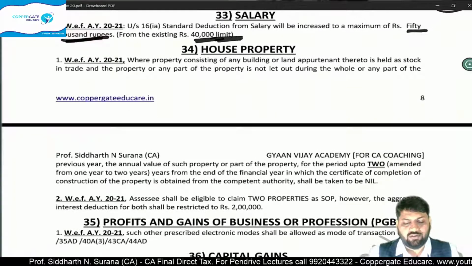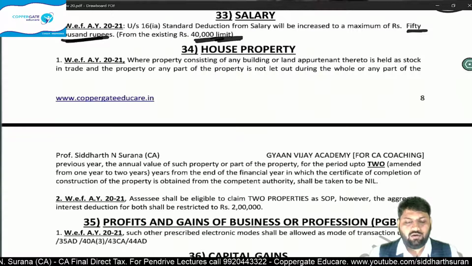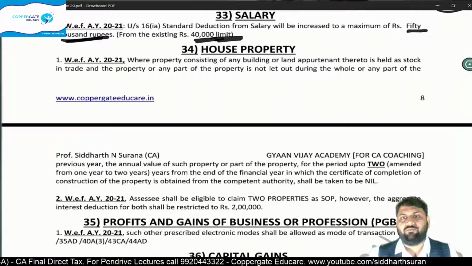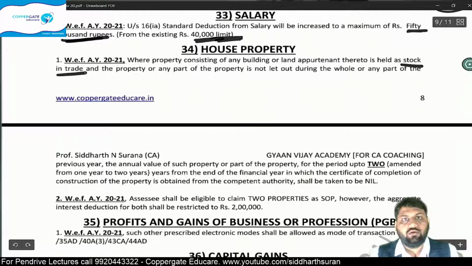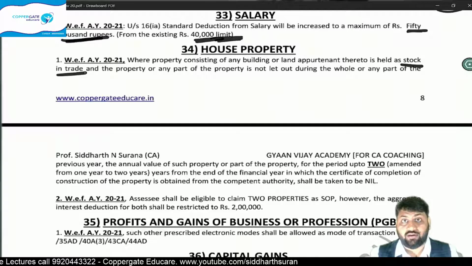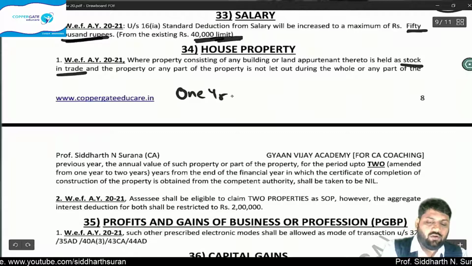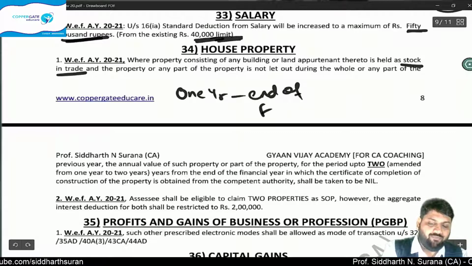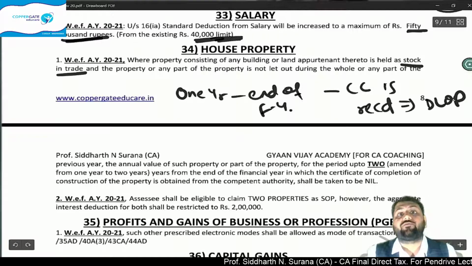Standard deduction 50,000. Let's talk about amendments in your income from house property chapter. Both amendments are with effect from AY 2021. Whenever a property is held as stock in trade, initially it will not suffer DLOP provisions, but if it is not sold, what is the existing time limit? If it is not sold up to 1 year from the end of the financial year in which the completion certificate CC is received, then it will become deemed to be let out property. What is the time limit? 1 year from the end of the financial year.